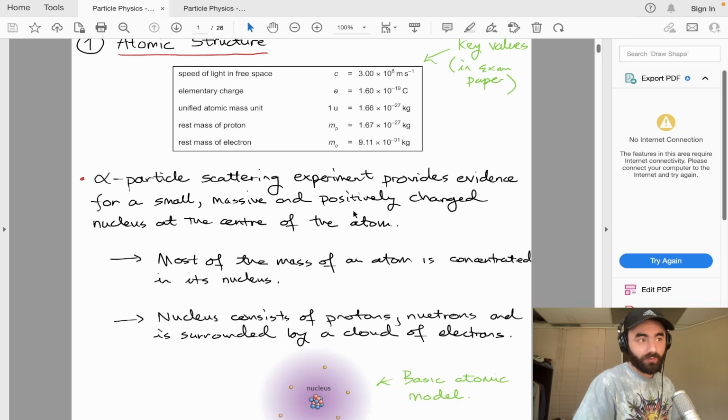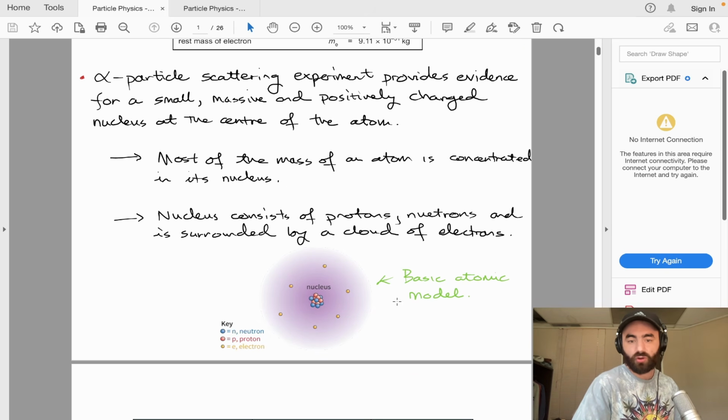And the first experiment that discovered how these atoms look was an alpha particle scattering experiment, which basically showed that we have a basic atomic model that looks like this. We have these things called protons, neutrons, and electrons. And you had this dense nucleus due to the scattering of these alpha particles. Dense nucleus which contained the protons and neutrons, and you had the surrounding electrons which kind of orbit this nucleus. And so that's the basic model, and that's kind of the only model you're going to need right now.